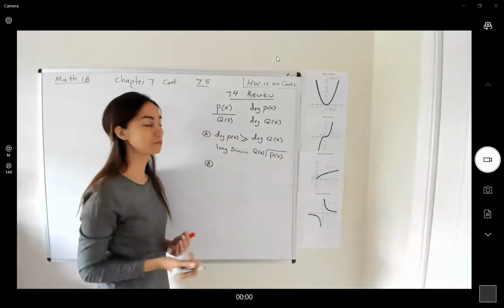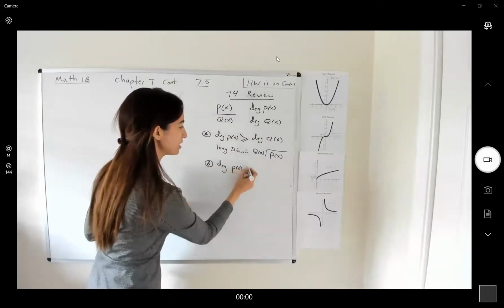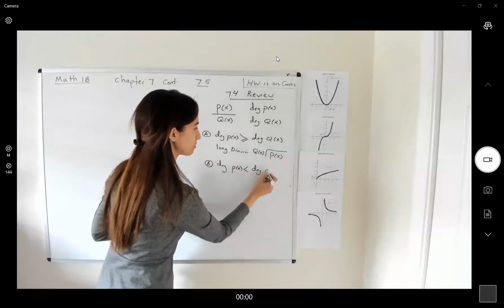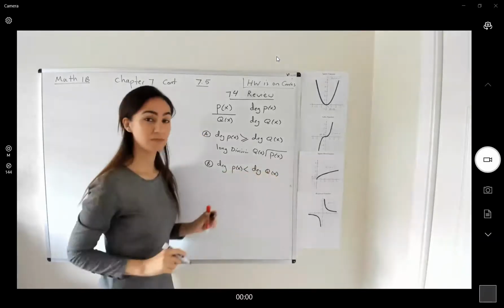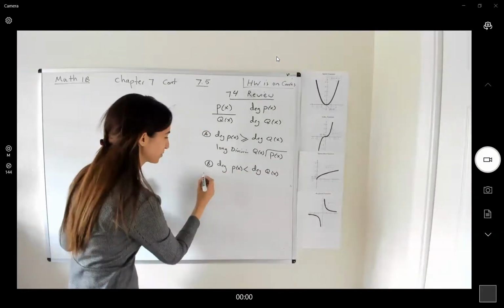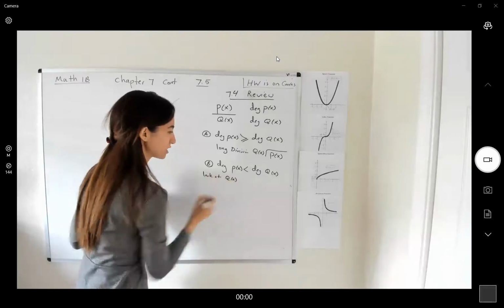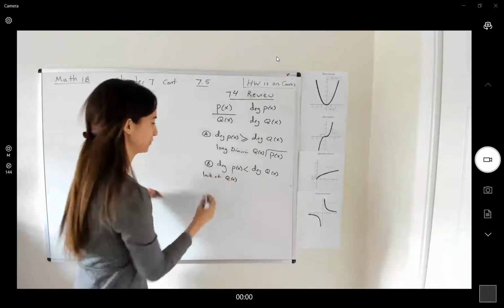The second strategy: what if the degree of the numerator is less than the degree of the denominator? The degree of p(x) is less than the degree of q(x). Then we look at the denominator, q(x).